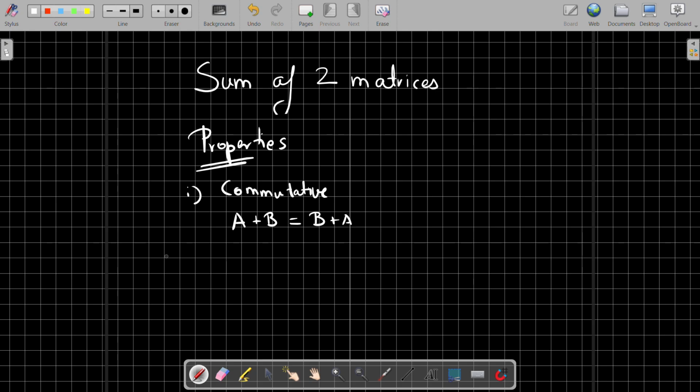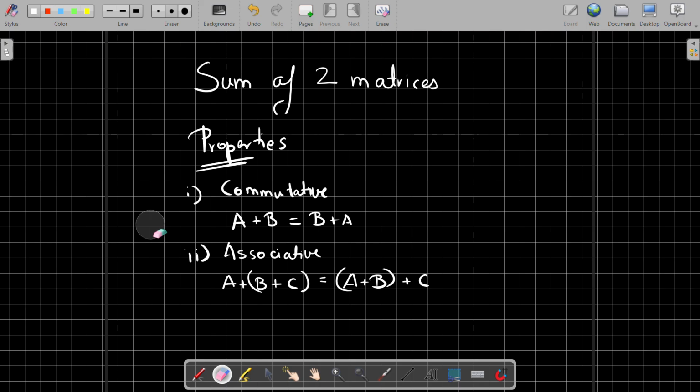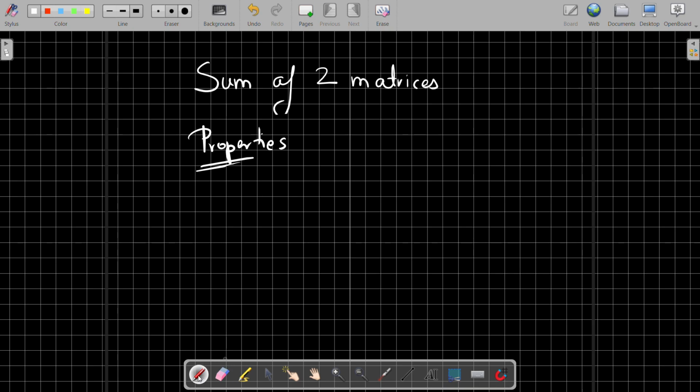So the second property is the associative property. A plus B plus C equals A plus B plus C. And remember the null matrix that we covered in our first class, the first video. That becomes the identity matrix for matrix addition.